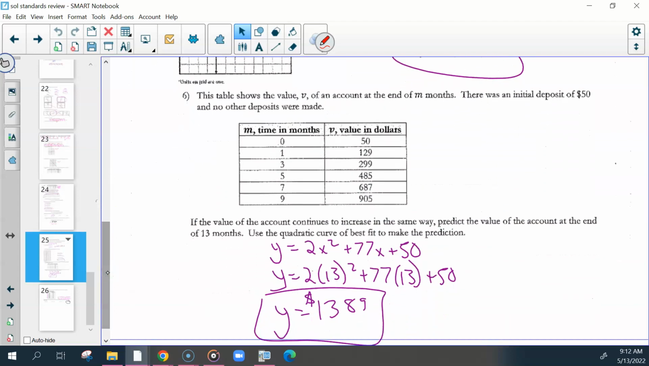Six gives us a table, and in all of these words, it does say use the quadratic curve of best fit. So it'll either tell you, or you could graph it and look at what it looks like. So when you put that data in, you would get this equation, 2x squared plus 77x plus 50. And then it's asking you to find when x is 13, so you could do it algebraically or do it in Desmos. I'll show that real fast. And you would get your y value of 1389.